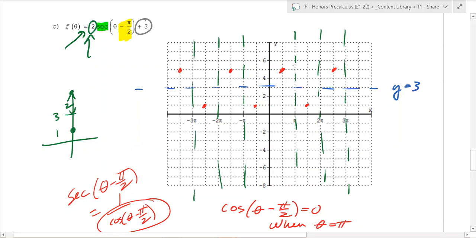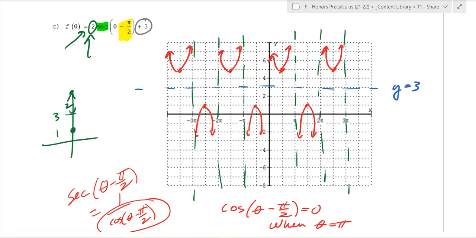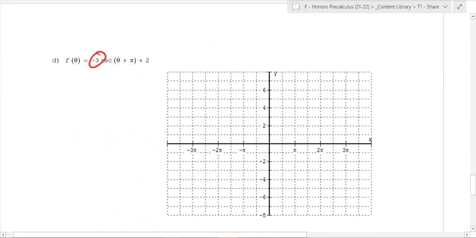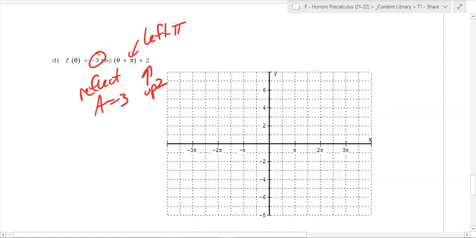And that matches because this needs to go up and that needs to go down. So all you do is repeat that. And here's what you get. Technically, these are twice as steep too. You stretch them up. Now there's a second question here. Same idea here. It's a reflection. And our amplitude is now 3. And you move left pi and up 2. I'll leave it to you to practice that.